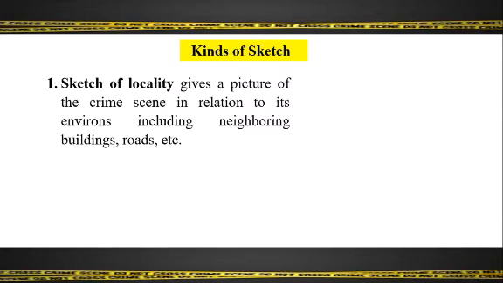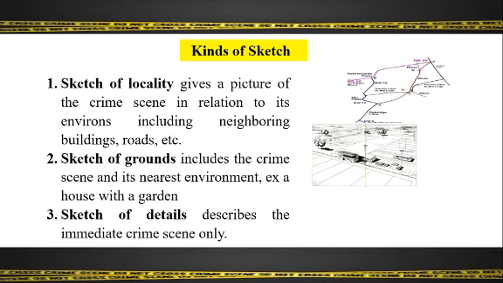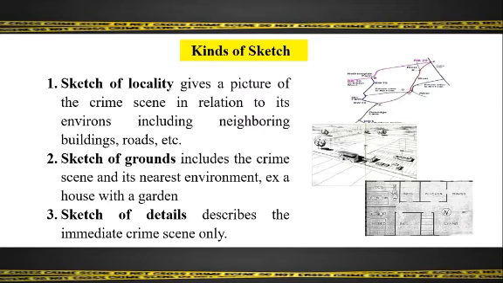Next, kinds of sketch. So, sa sketch po natin, since may two types of sketch po tayo, si rough sketch and si finished sketch, under pa po doon is meron pa pong tatlong kinds of sketch. Sketch of locality, sketch of grounds, and sketch of details. Sketch of locality gives a picture of the crime scene in relation to its environment, including neighboring buildings, roads, and other.